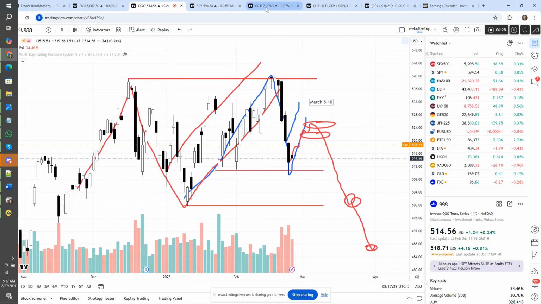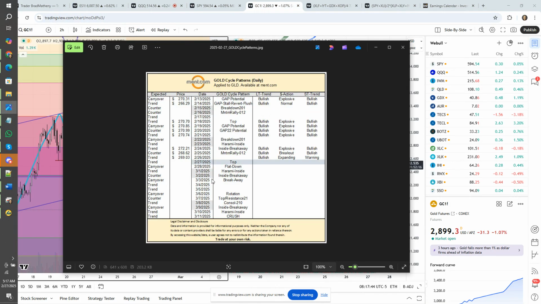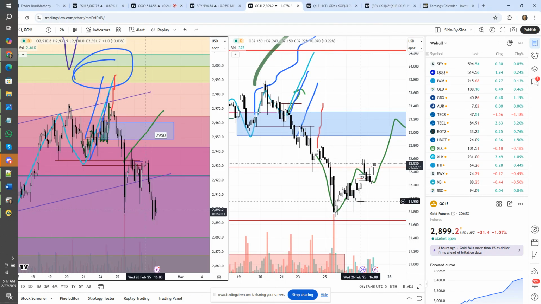Okay, now off to gold and silver. Gold and silver are moving into a topping pattern. Looking forward to hopefully seeing gold and silver. Now, silver is holding up better than gold. Gold has broken down a little bit.